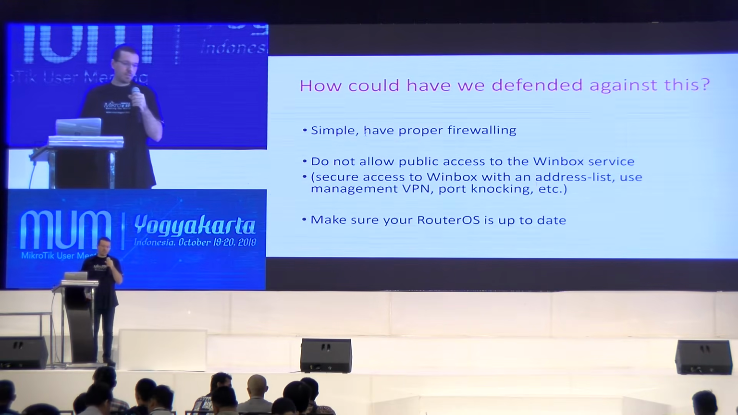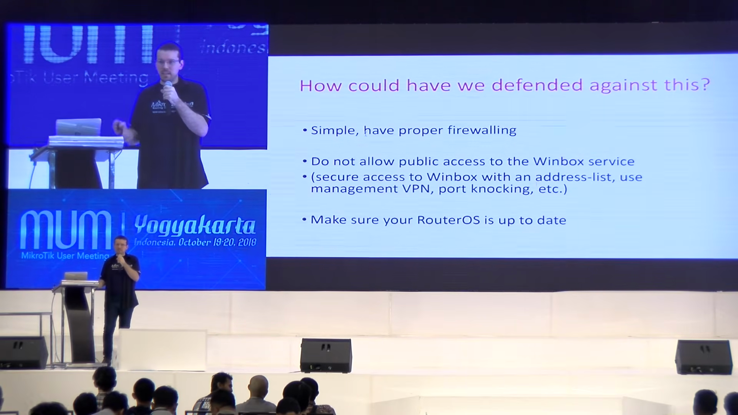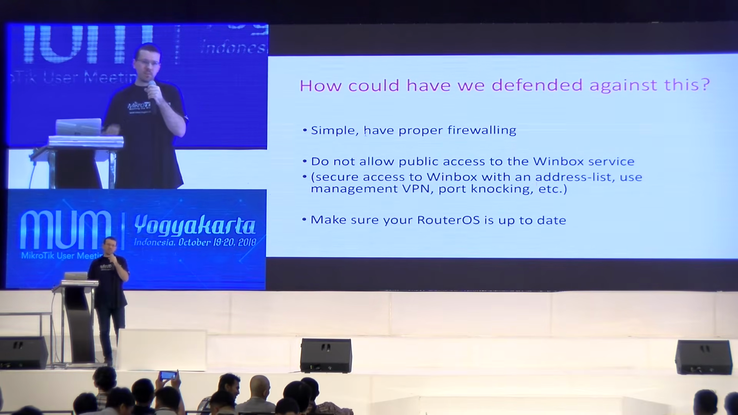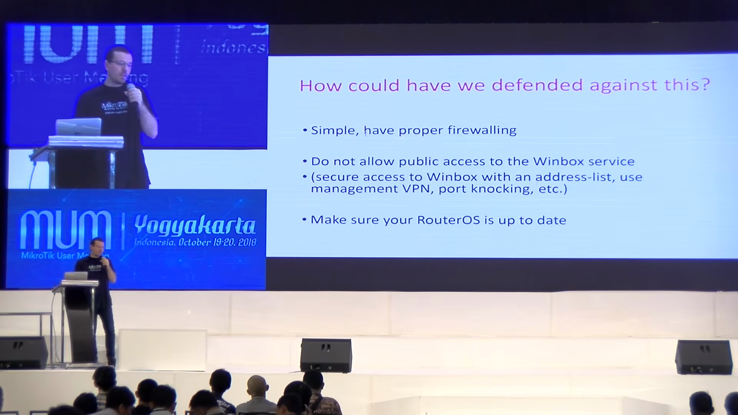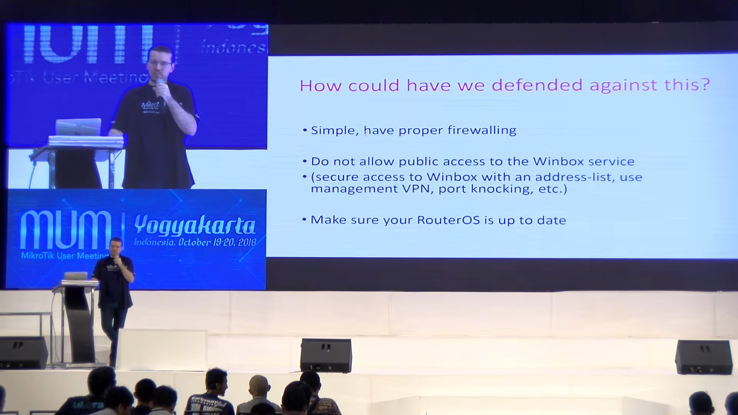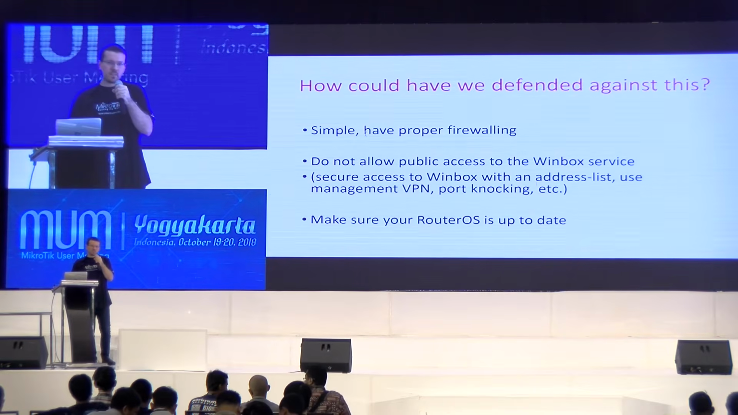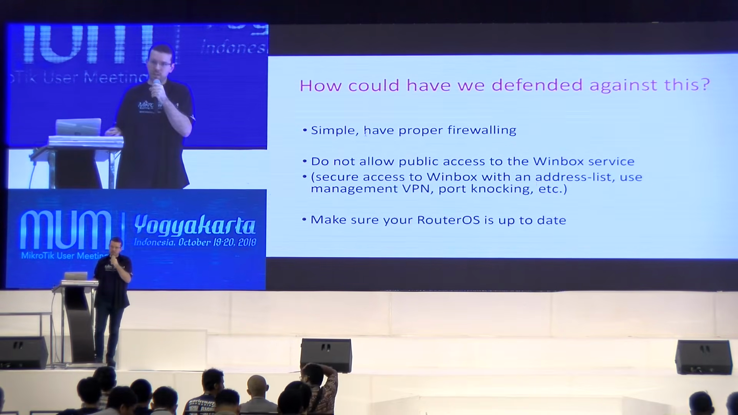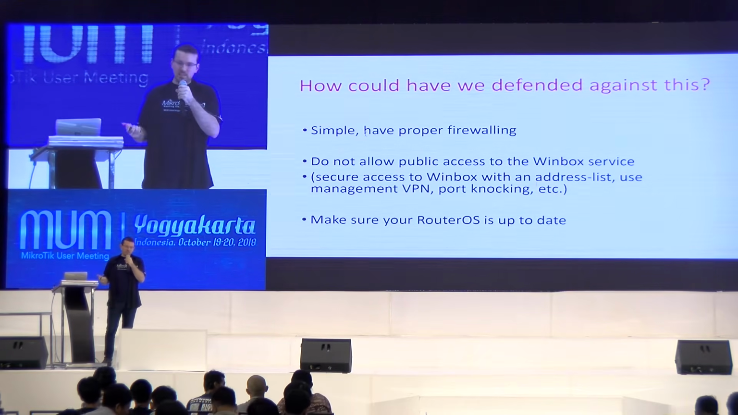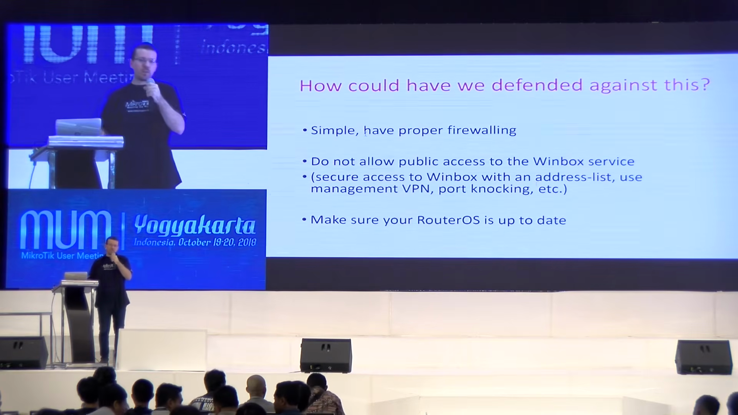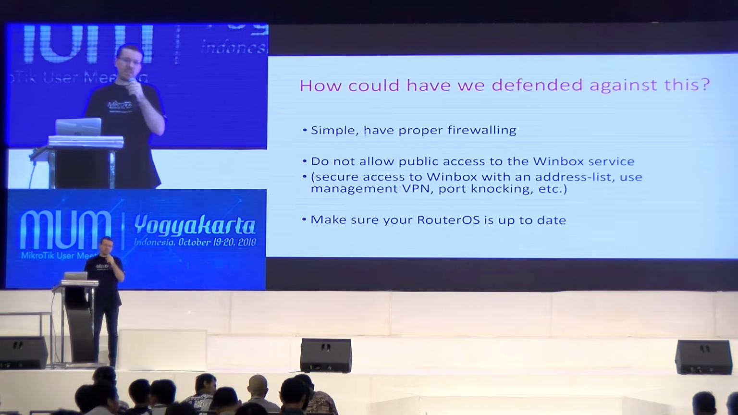So, after all of this, how could we have defended? Well, it's very simple. Just have a proper firewall. If only your routers were properly protected using a firewall, none of this would be possible. So simply make sure no public access is allowed to the Winbox service. If the firewall is blocking access to Winbox, the attackers will not be able to utilize the Winbox vulnerability, and they will not be able to infect your routers. So secure access to Winbox with an address list, use a management VPN, use port knocking, use anything other than having public access to Winbox, because having public access to Winbox will be bad.